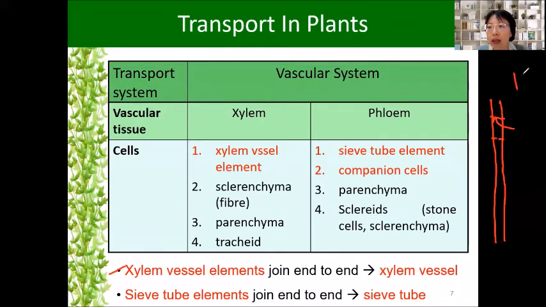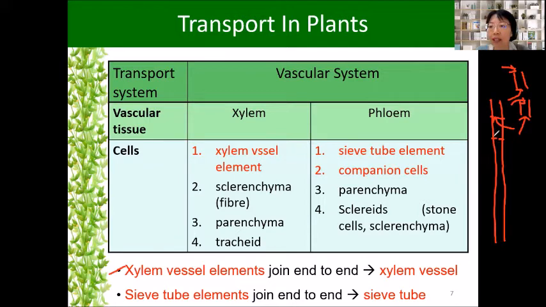Okay, so this is the xylem vessel cell. Now the top and bottom are empty, because it's supposed to join up to form a long tube, right? So this is the end of this cell here. This cell has two ends, the top and the bottom end. And this cell also has two ends, the top and the bottom end, right? So the ends of the cells will join up end to end to form a very long tube.